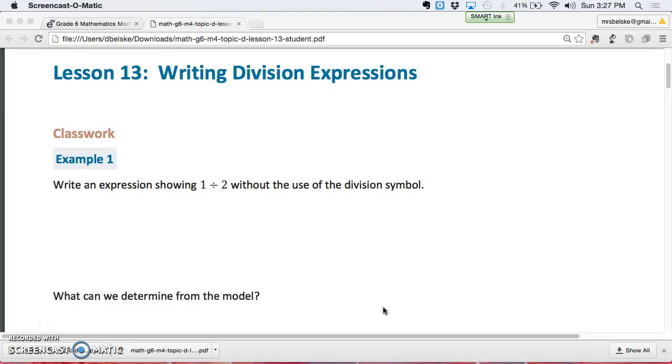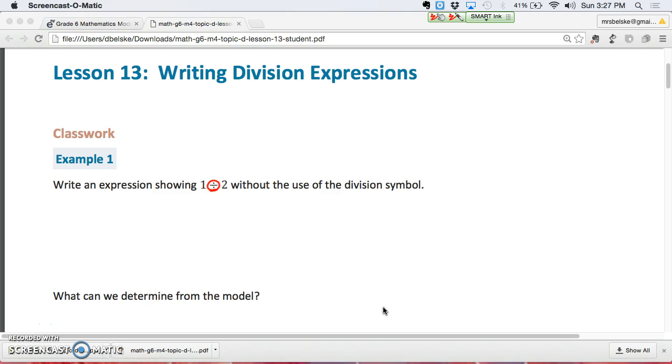Okay, today we're going to work on writing division expressions, and we're going to write them a little different than what you might be used to when we're doing algebra. Typically with algebra, we don't use this symbol anymore, which is called an obelus. We usually write division in a different way.